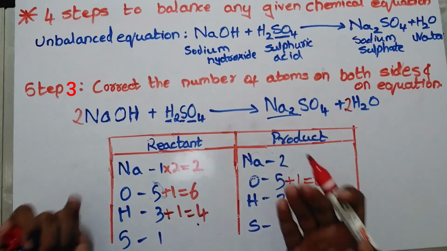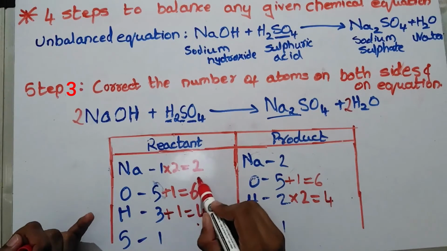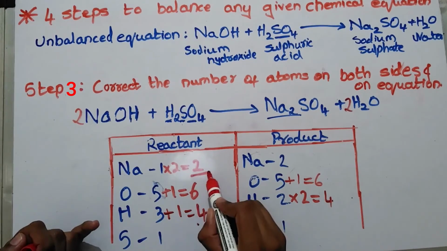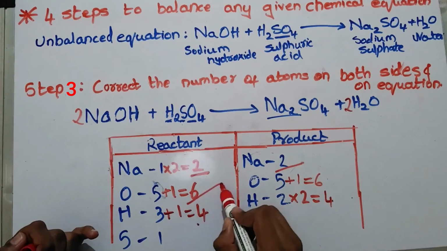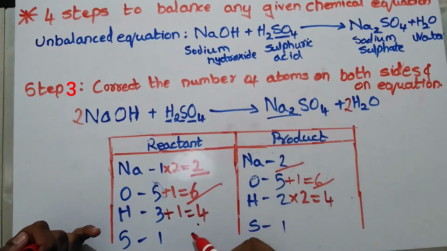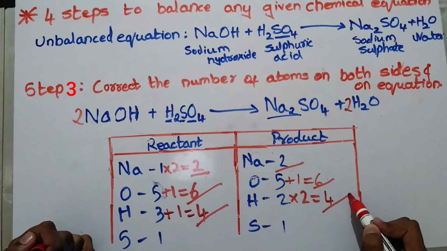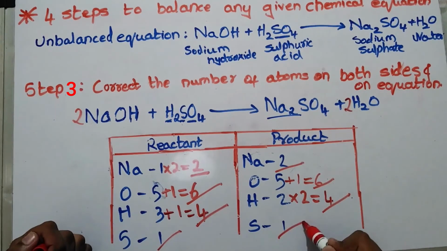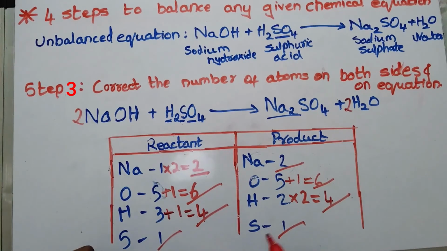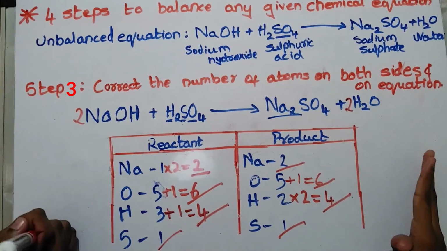So this way you have balanced the equation. You can see that sodium has 2 atoms on the reactant side and on the product side also. Oxygen has 6 atoms on the reactant side and on the product side also. There are 4 atoms of hydrogen on the reactant side and 4 atoms of hydrogen on the product side, and 1 atom of sulfur on both the reactant and product side. So you can simply say that this equation is balanced.